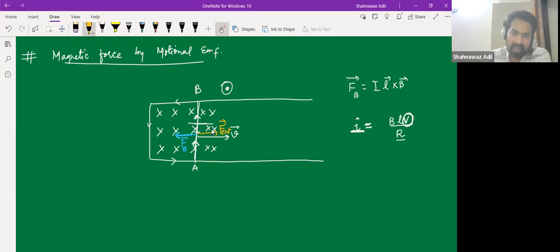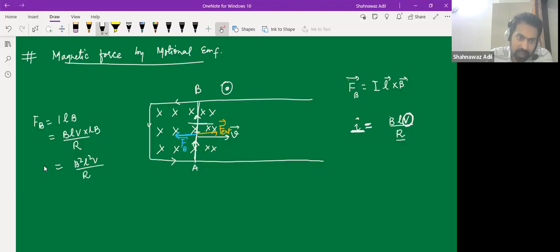Okay, but before I calculate this external force, let us find the magnetic force. So FB is ILB, right? And L and B are perpendicular, so this is sine 90, which is 1. We have calculated I as BLV by R. And this is LB. So this is B square L square V by R. This is my magnetic force.